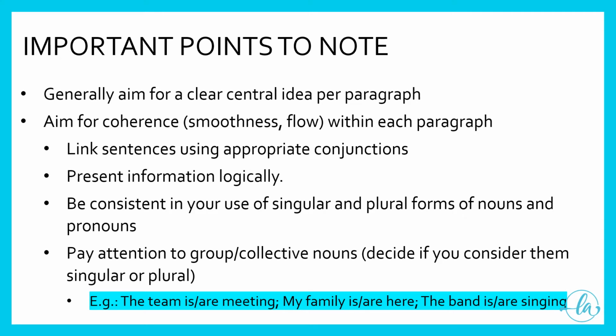Okay. Next, aim for coherence. So coherence simply means smoothness, flow within each paragraph. You don't want abrupt sentences. You want everything to just feed into each other and create a pleasurable reading experience. How do you do this? Link your sentences using appropriate conjunctions, bearing in mind the different types of sentences and punctuation rules, okay?